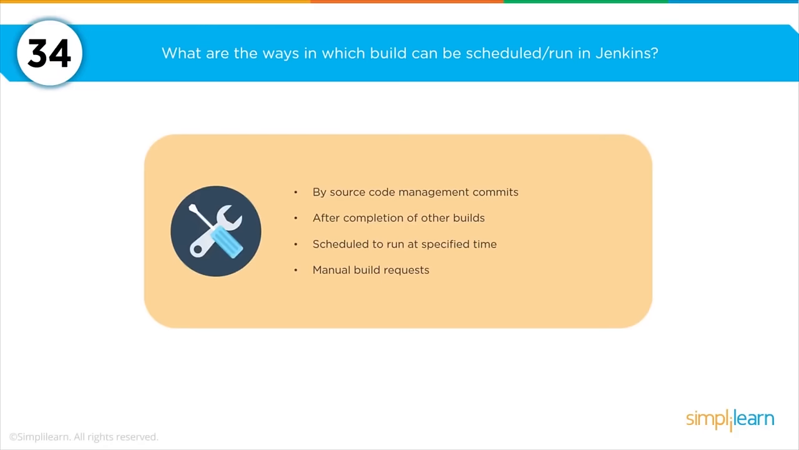So what are the ways in which a build can be scheduled and run in Jenkins? Well, there are four ways. The first is when source code management commits new code into the repository; you can run Jenkins at that point. The second can be after the completion of other builds. Maybe you have multiple builds in your project that are dependent on each other, and when so many other builds have been executed, then you can have Jenkins run.